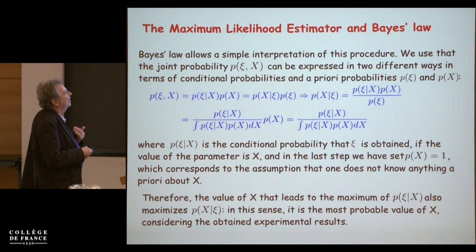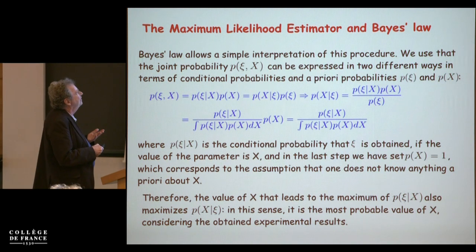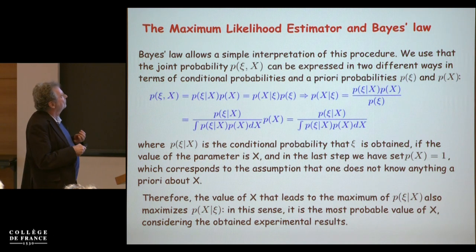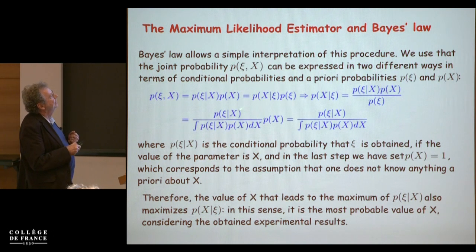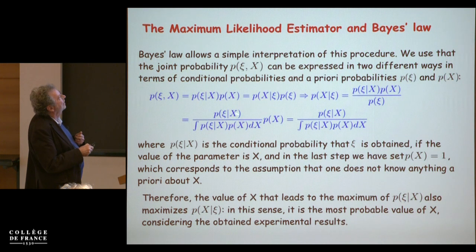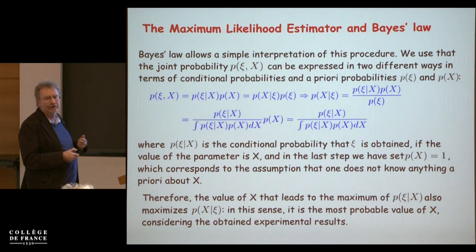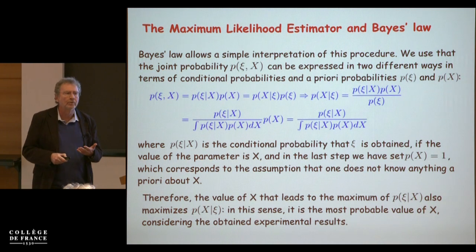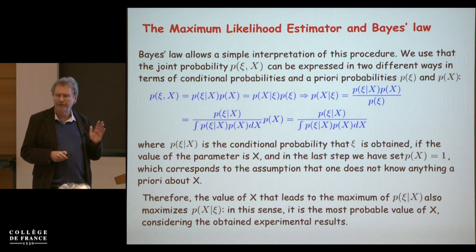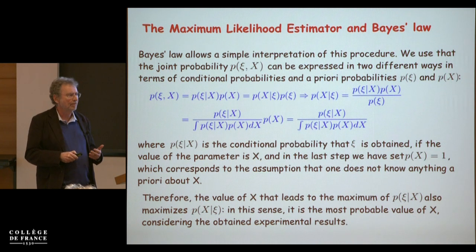So what I told you before about the maximum likelihood can be translated in the following way. The value of x that leads to the maximum of this distribution that depends on the experimental results is also the value of x that maximizes this distribution here. So the value of x that maximizes this distribution is the same as the value of x that maximizes this distribution, and therefore it's easy to understand that it's the most probable value of x. Okay? So that's the idea, given the experimental data.